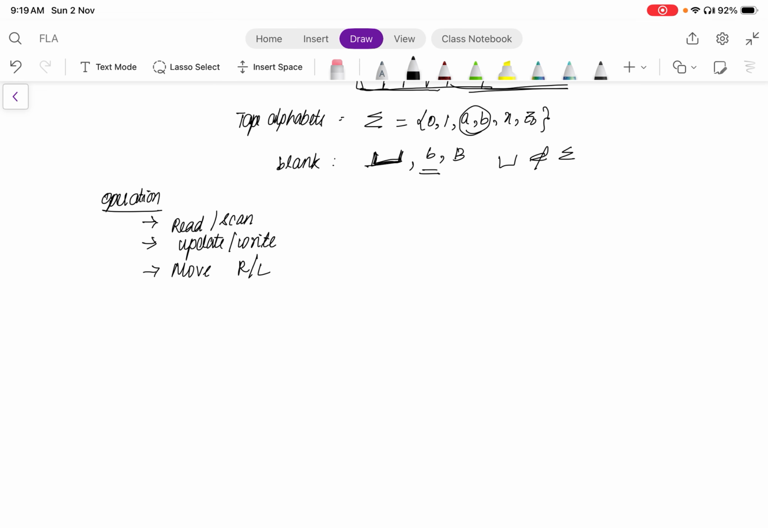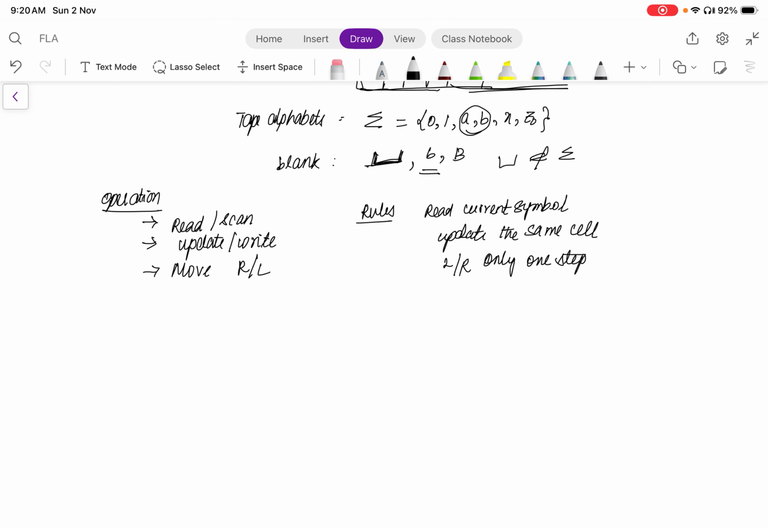The rules: read the current symbol. If you are reading a particular symbol, you can update only that symbol. You update the same cell, not the next cell or the previous cell. Then you can either move left or right, only one step.